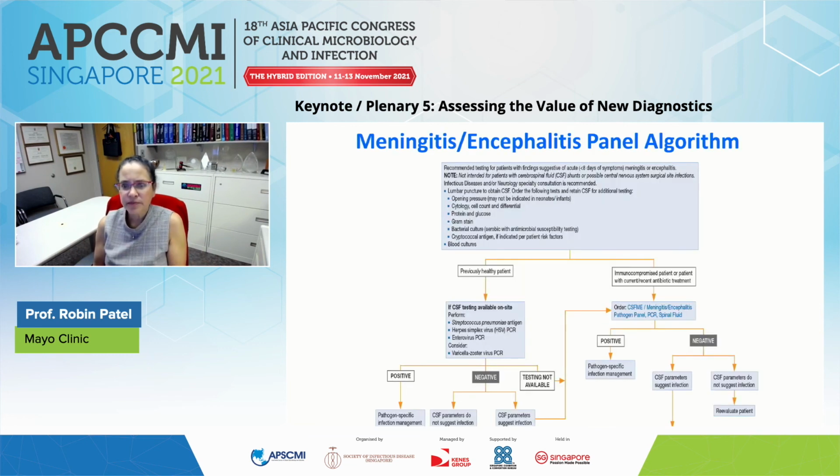Similarly, we came up with a testing algorithm for a meningitis encephalitis panel that looks for bacteria, viruses, and Cryptococcus neoformans gattii. In general, this test doesn't really replace much of anything. So if you have available rapid PCRs for herpes simplex virus, enterovirus, and Streptococcus pneumoniae antigen, you really don't need this panel. But if you don't have that available, or for immunocompromised patients or those who have been heavily treated with antibiotics, this panel might make sense.